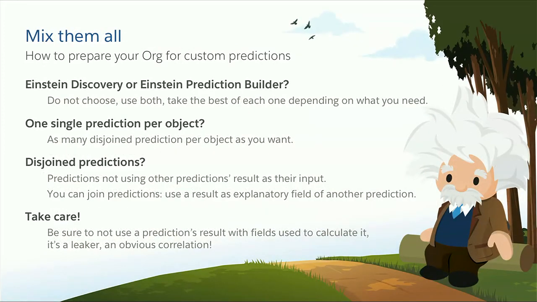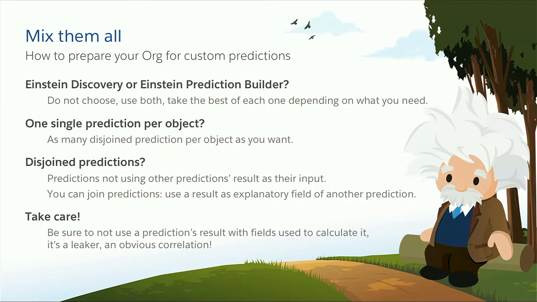And the next question we always get: can we mix it? Can we actually put Einstein Prediction Builder and Einstein Discovery into the same object? The answer, of course, is yes. We would actually encourage you to use both products to get the best value out of it.